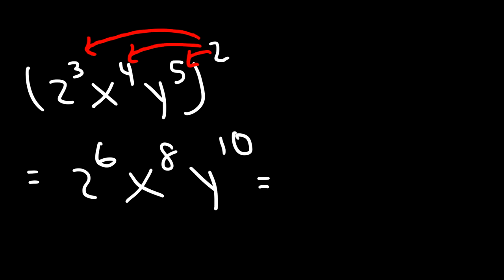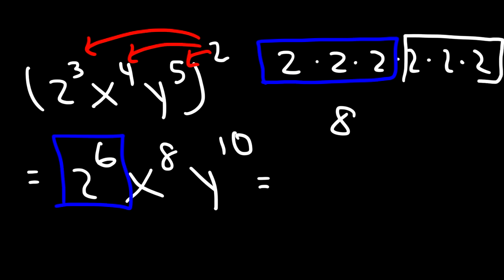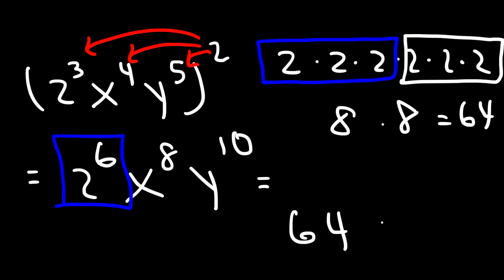Now, our next step is to evaluate 2 to the 6th power. So we have 6 2's that we need to multiply. We already know that 2 times 2 times 2 is 8. And so multiplying these 3 2's will give us 8 as well. So 8 times 8 is 64. Therefore, 2 to the 6th power is 64. So our final answer is 64, x to the 8th, y to the 10th. And that's it.